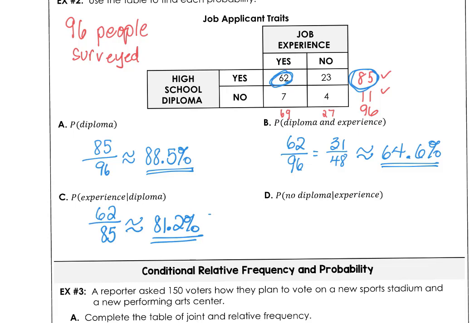And then part D, the probability that they had no diploma given that they had experience. So we see they don't have a diploma, that's 7 people, given that they had some experience, which would be this column. So out of 69 people, 7 out of 69 is about 10.1% of our population there.